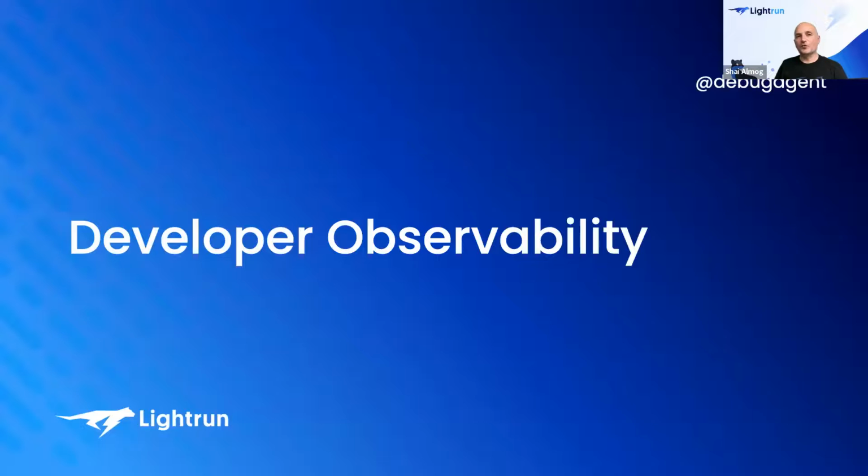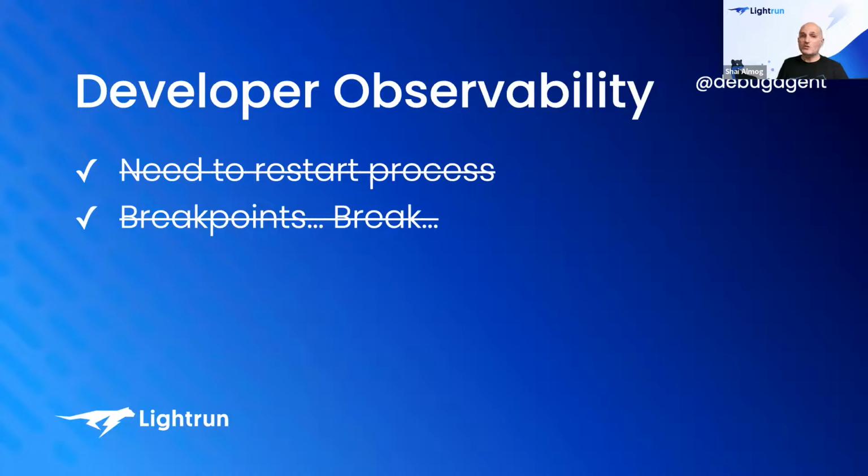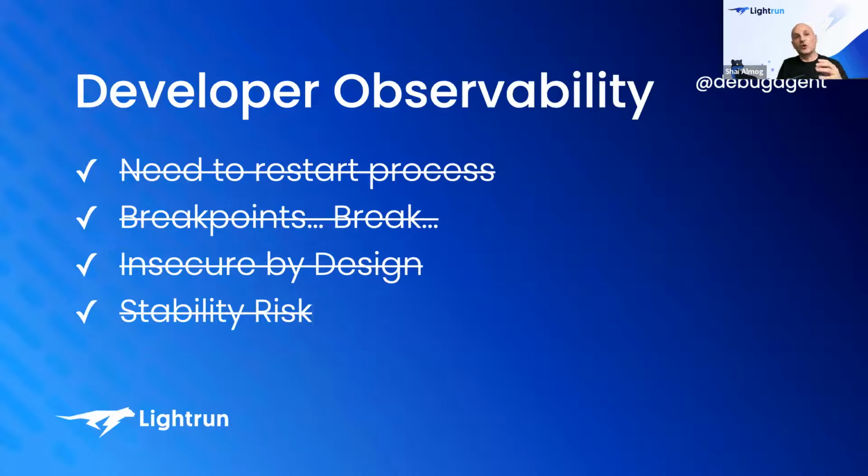So developer observability. You can keep an observability agent running all the time, since it's designed for this case. So literally one of the top problems we discussed with debugging locally, not applicable anymore. They don't have breakpoints. Snapshots don't stop, so you will never get stuck on a breakpoint. They're secure by design, and they are read-only. So you can't even make a mistake, and you can't destroy your server because of stability risks.